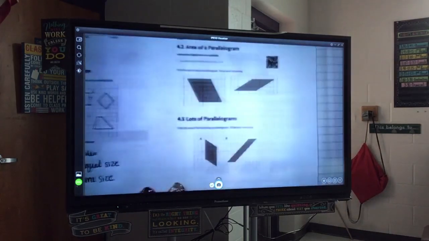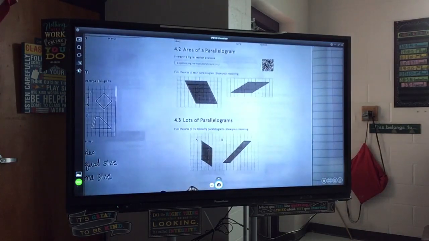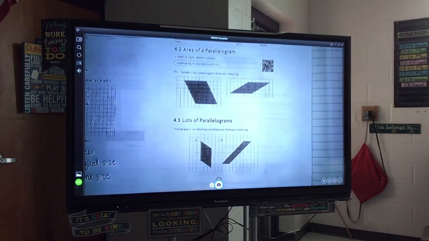All right, slide over to the next part. So we are going to find the area of each parallelogram. Belle, if you can't sit there without talking, because that's the second time, you need to move. As your last warning, there will also be silent lunch today.